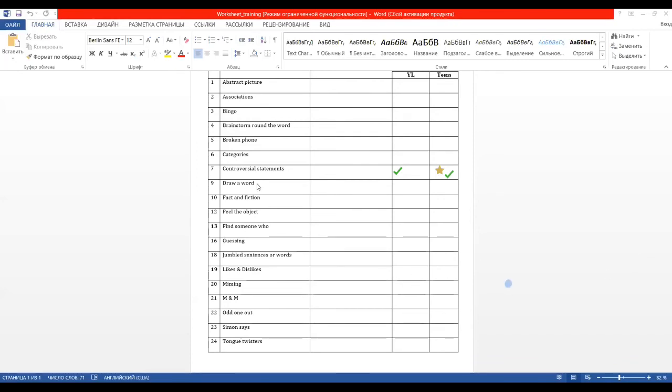So draw a word, guys. So young learners, super. So this is more for young learners. Good. Fact and fiction, I call it, but actually it's like true and false.